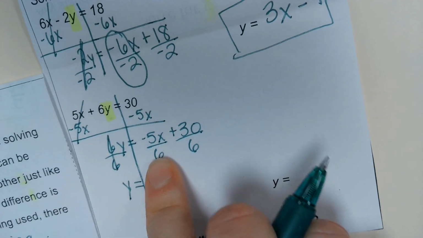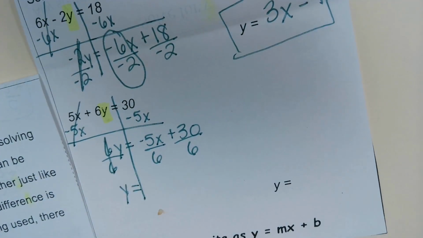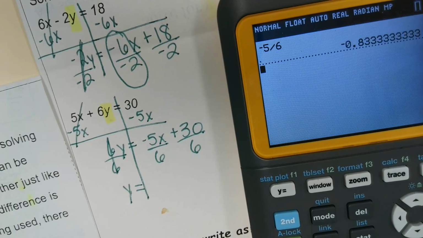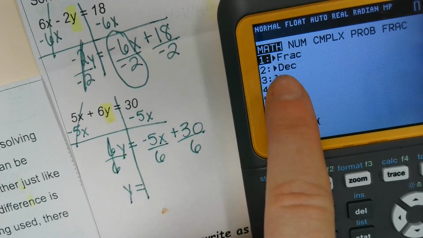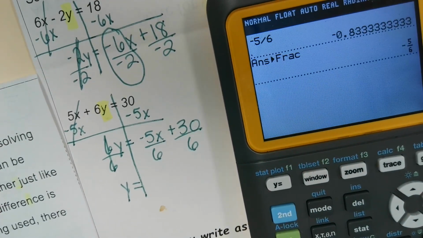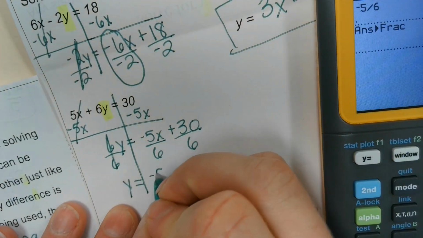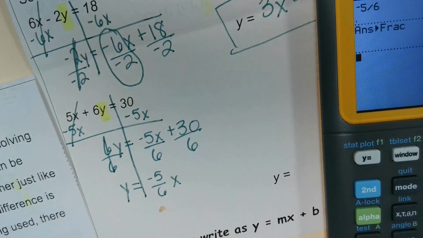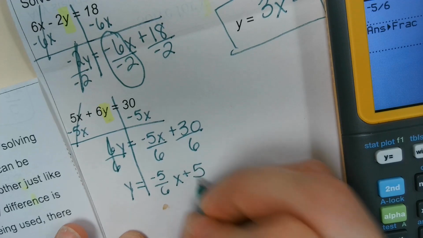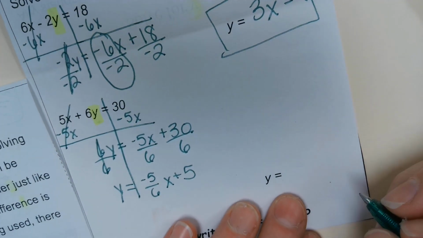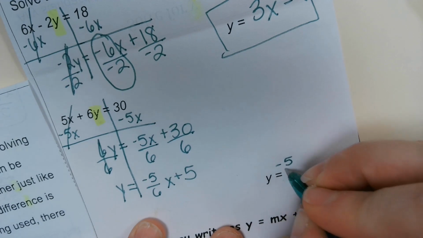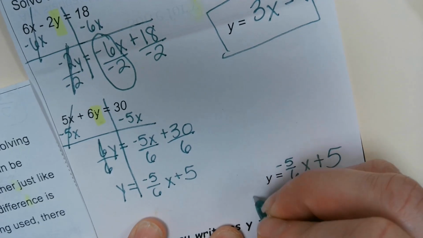Y equals, if I divide these, negative 5 divided by 6, I get a repeating decimal. I don't want that. So remember in the calculator, you hit math, fraction, to change it back to a fraction. So it's negative 5 over 6x. And then what's 30 divided by 6? 5. And that's it. So it's negative 5 over 6x plus 5.